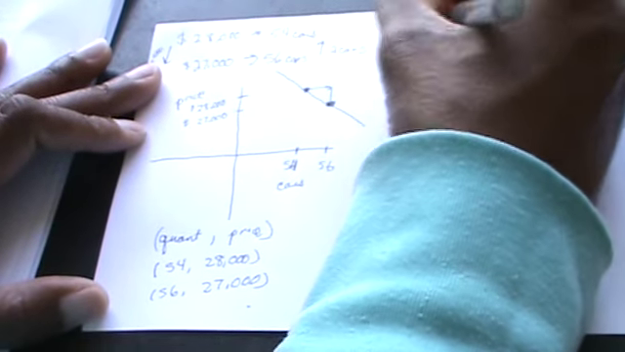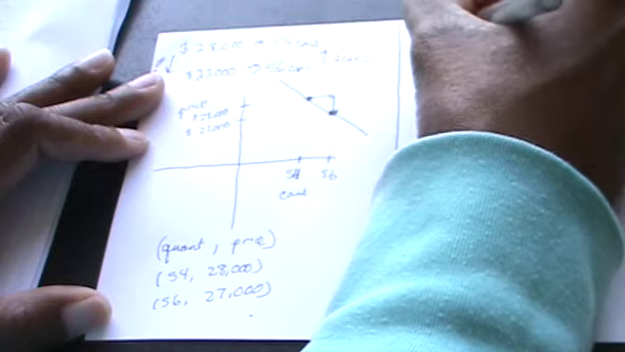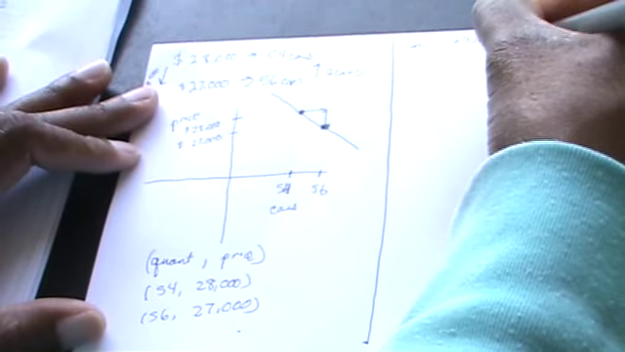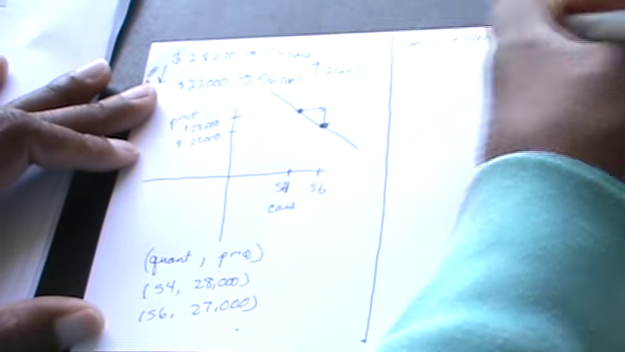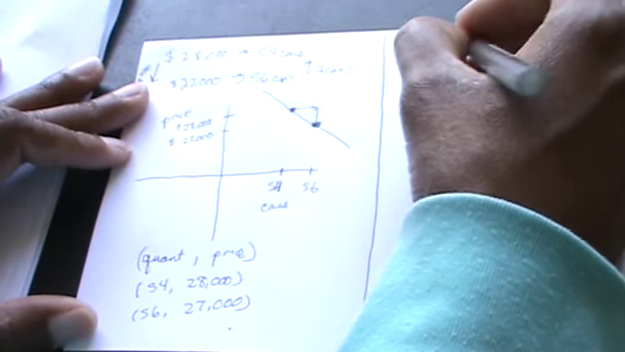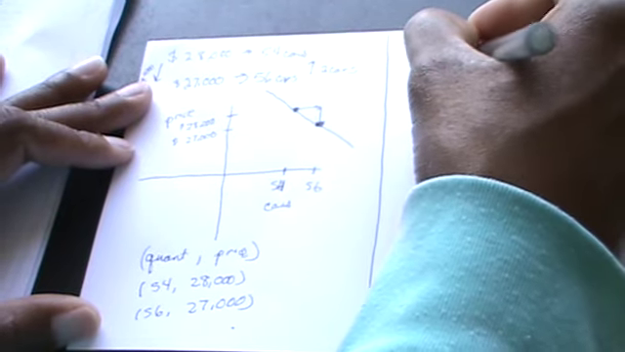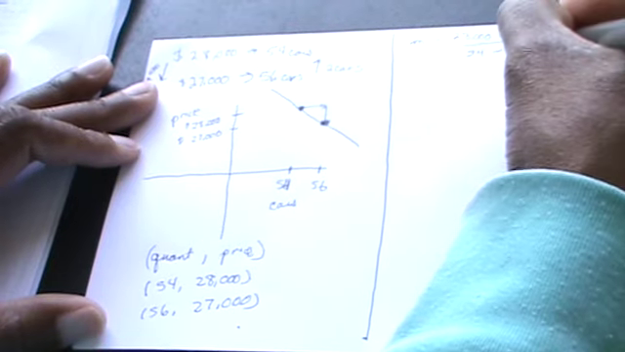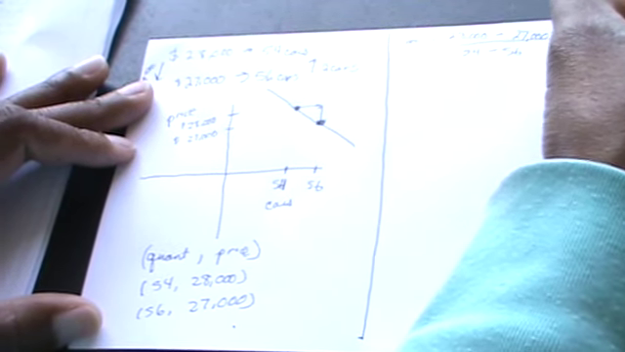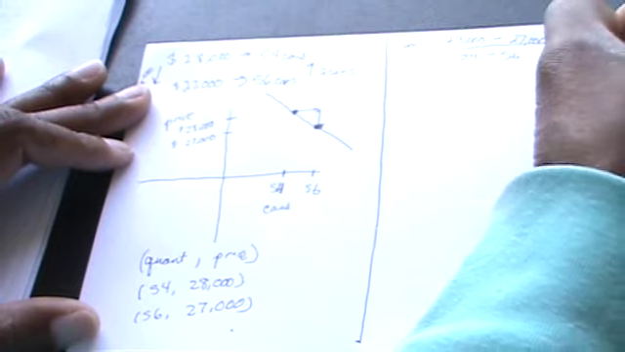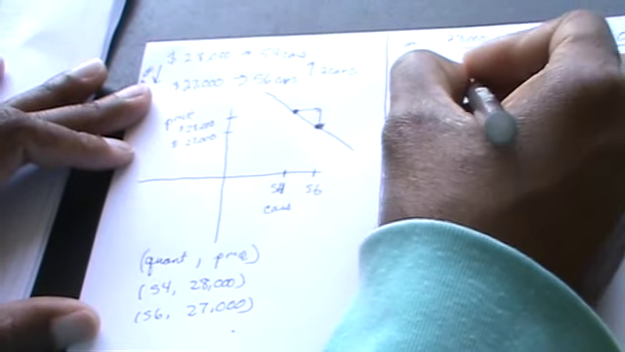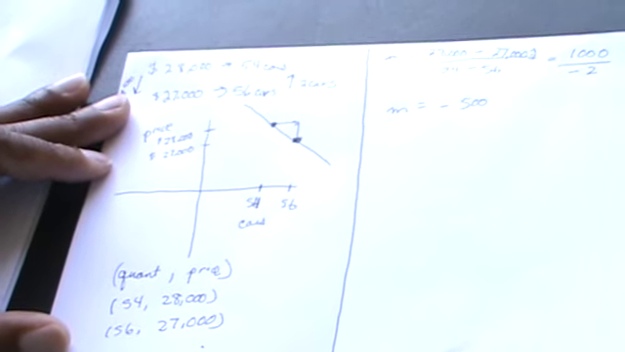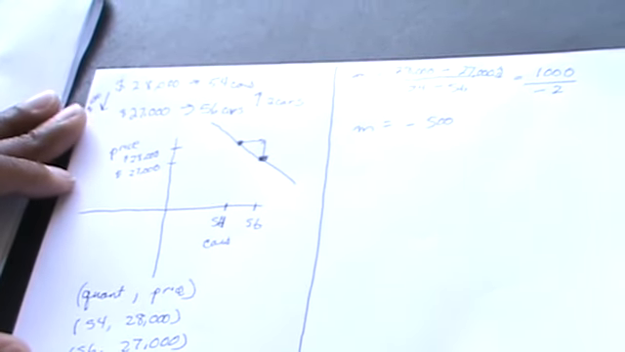So your slope is simply just 28,000 minus 27,000 divided by 54 minus 56. So this equals 1,000 over -2, or your slope is equal to -500. Like that. All right, let me move this so that you can see a little bit better.